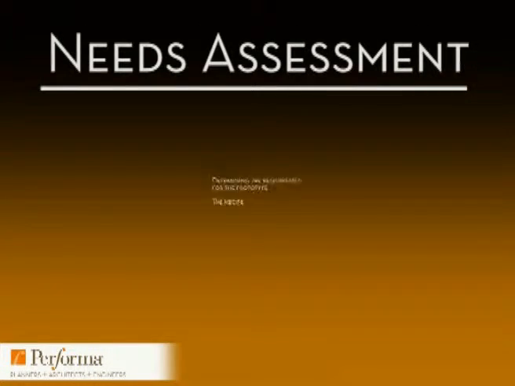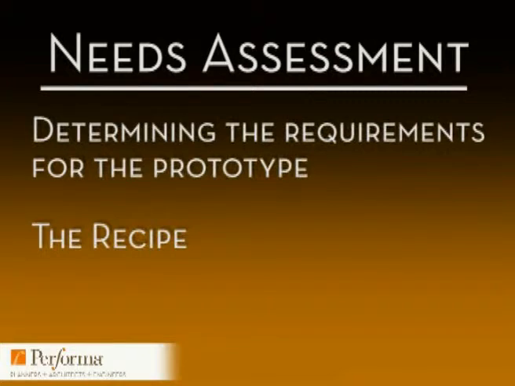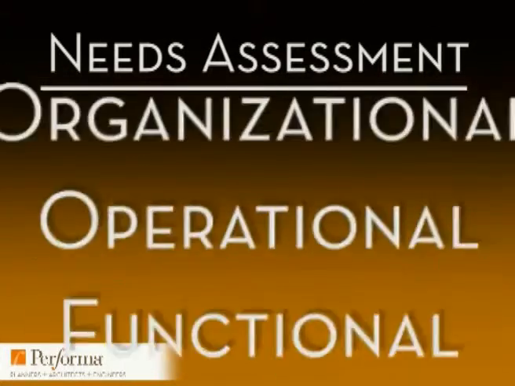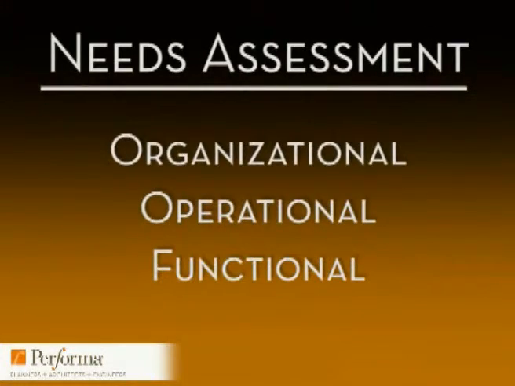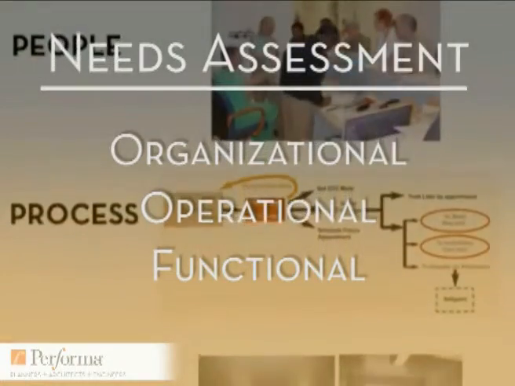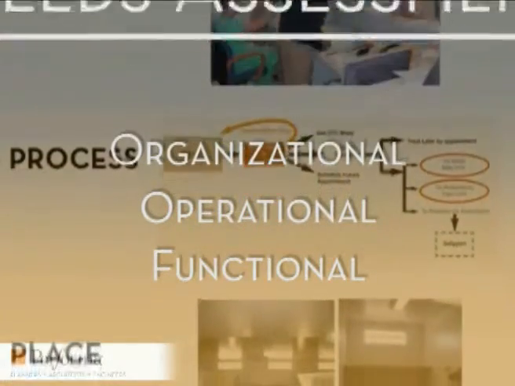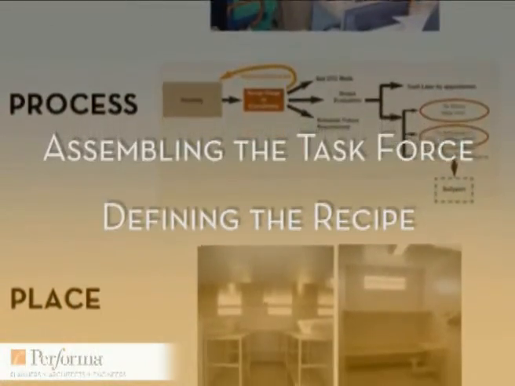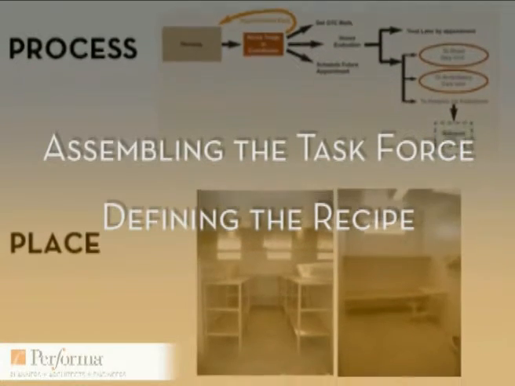The steps within the workshop are, again, two steps. Needs assessment, where you're determining the requirements for the prototype, which we call the recipe. And that is generally based around three components: organizational, operational, and functional requirements. So you're getting the group of people together, the task force, and you're defining the recipe for the prototype model.